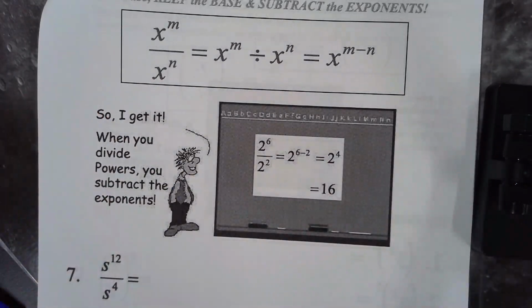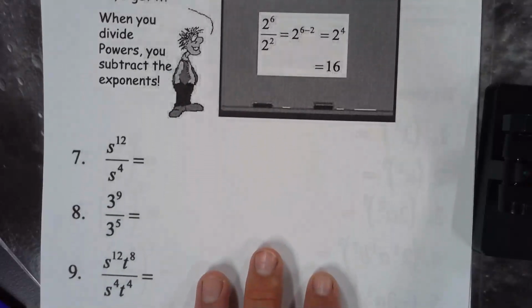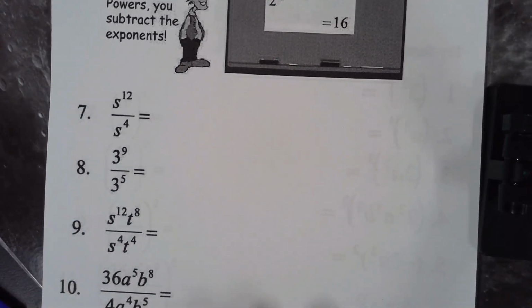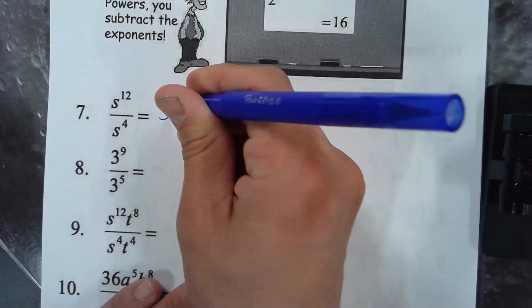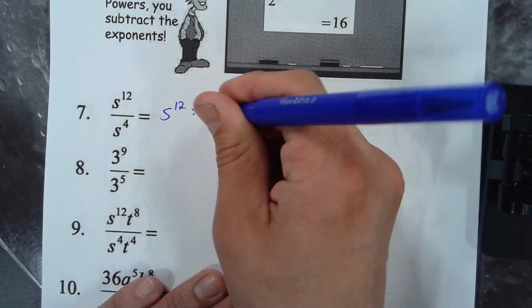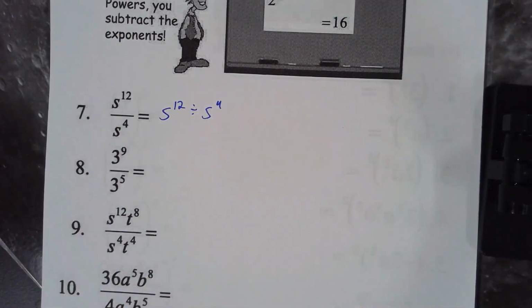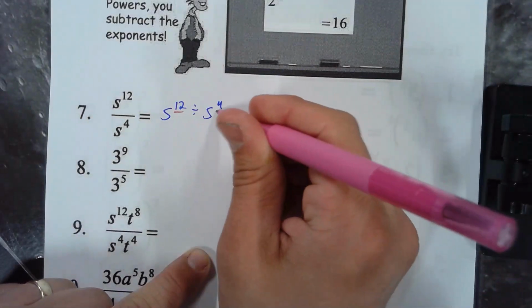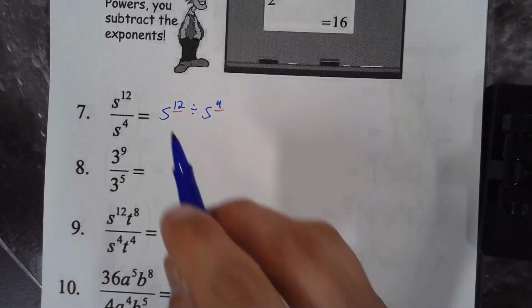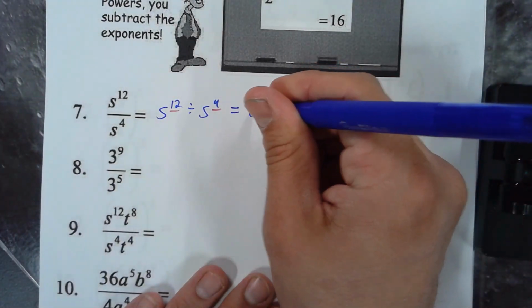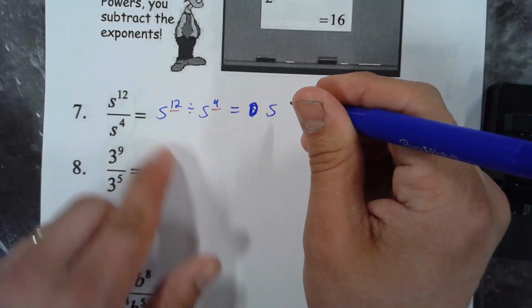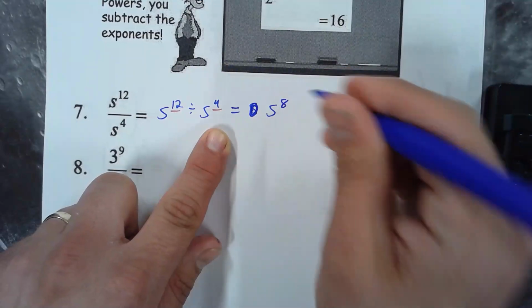So let's look at the examples, starting with number 7 here. This says s to the 12th divided by s to the 4th. I'm going to rewrite this a little bit, so we have s to the 12th power divided by s to the 4th. That way, I think it might be easier to see the subtraction. So remember, when you divide numbers, you subtract exponents. So what is 12 minus 4? 8. So s to the 12th divided by s to the 4th is s to the 8th.